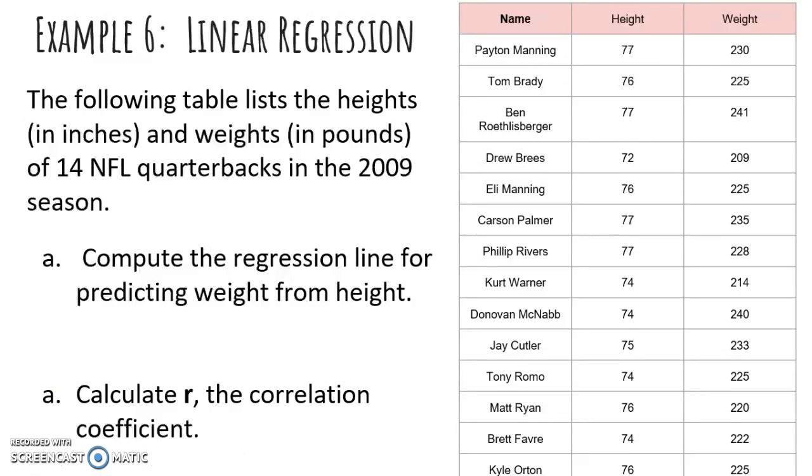Alright, let's look at example 6. The following table lists the heights in inches and weights in pounds of 14 NFL quarterbacks in the 2009 season. Compute the regression line for predicting weight from height. Calculate R, the correlation coefficient. So I'm going to let you pause the video and try this. My advice, L1, L2, and then calculate the linear regression equation along with R. Okay, so go ahead and pause the video, and when we come back, I will go over the answer.